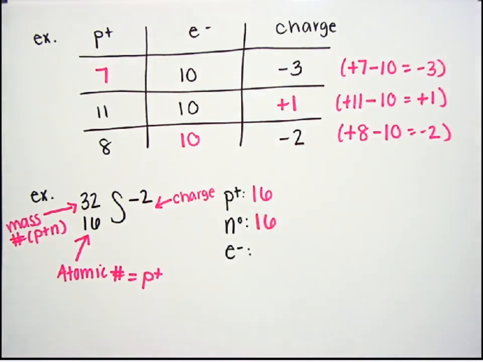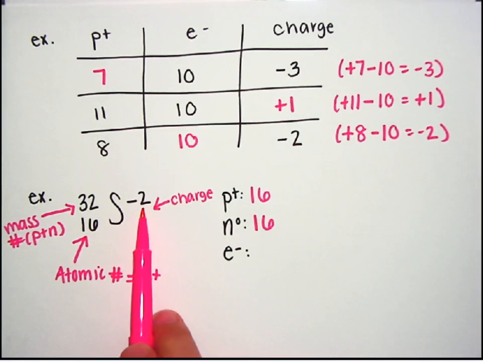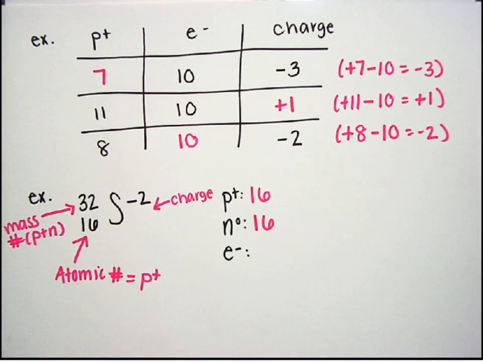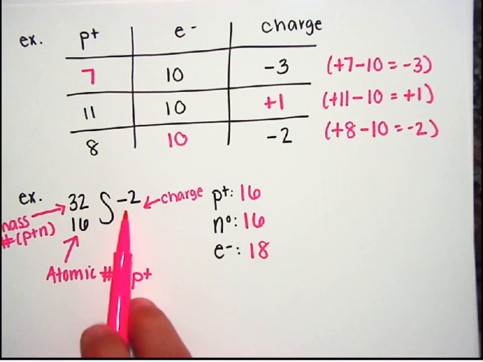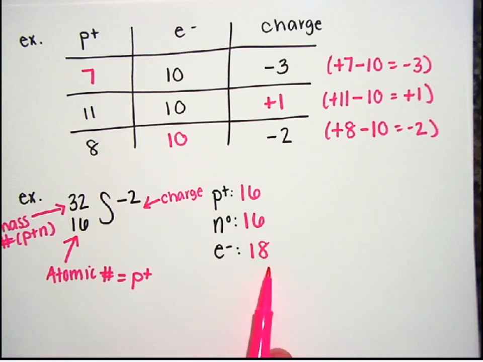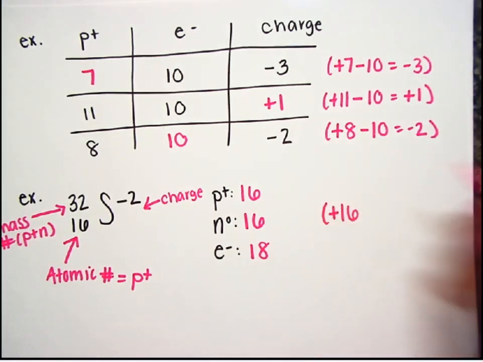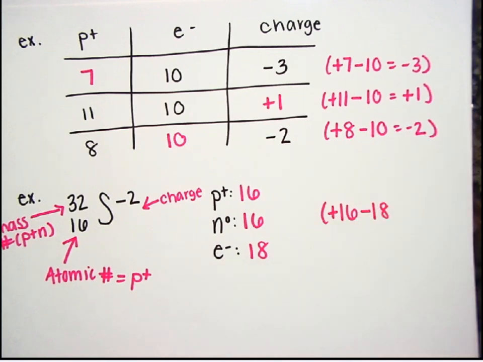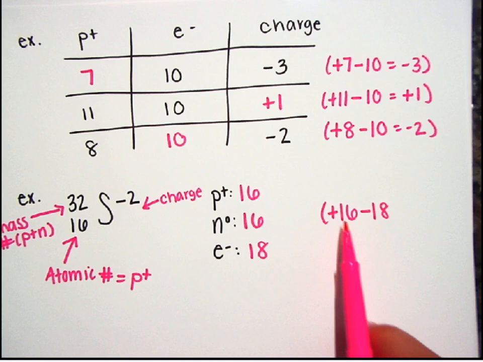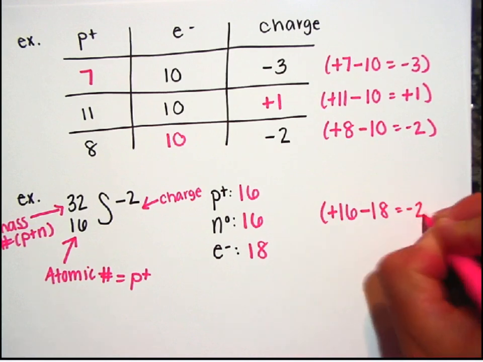Up here is the charge. My charge is negative 2. That means I have 2 more negatives. If this were an atom, I would have 16 protons and 16 electrons. My charge would be 0. In order to have a charge of negative 2, you need 2 more negatives, and electrons are negative. 16 protons means I have 16 positives. 18 electrons means I have 18 negatives. 16 positives, 18 negatives gets me to that net charge of negative 2.